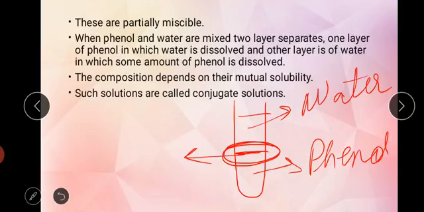Alright, now how much water is dissolving in phenol, how much phenol will dissolve in water, it clearly depends on the composition. Okay, it depends on what amount of phenol you are taking and what amount of water you are taking for making a solution. Now such solutions are known as conjugate solutions.